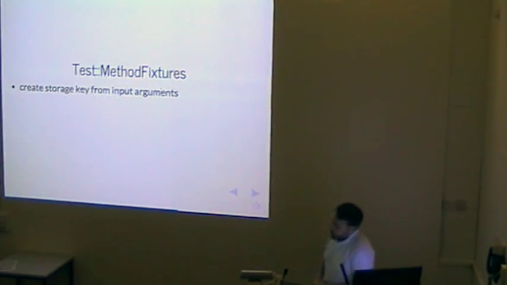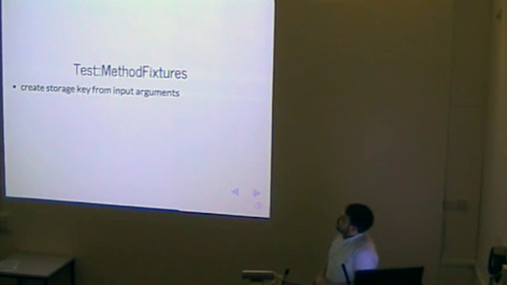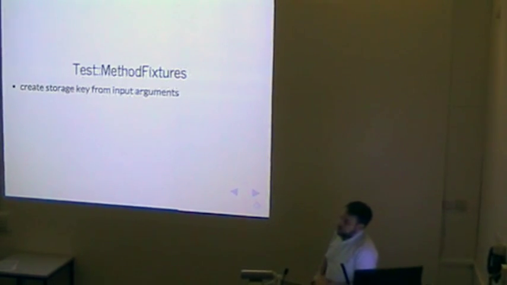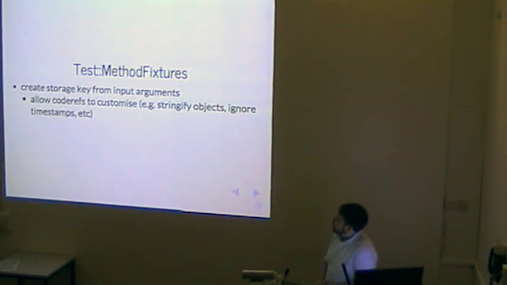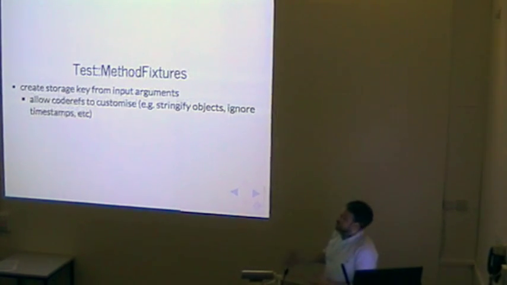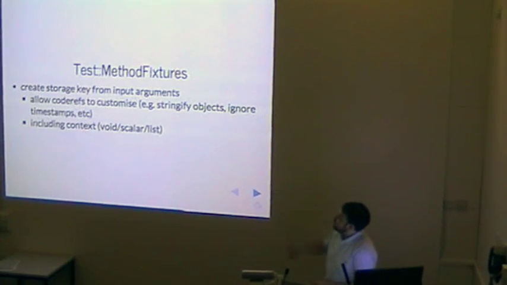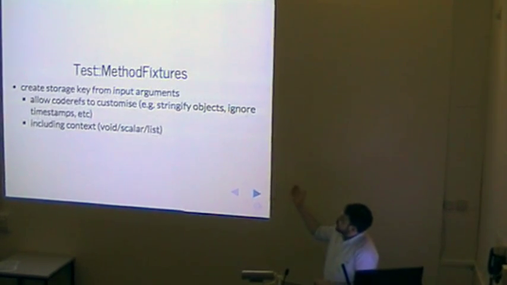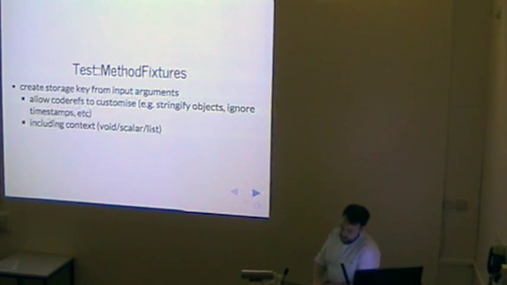So what we need to do to get this to work, we make a storage key from the input arguments, and the idea is that's a replicatable key. So our coder has to customize it, because you might want to strip out something like timestamps or stringified objects, things that won't be the same next time you run the code. And we also need to think about recording the context, because obviously methods in Perl might behave differently depending on if we're in a void, scalar, or list context.